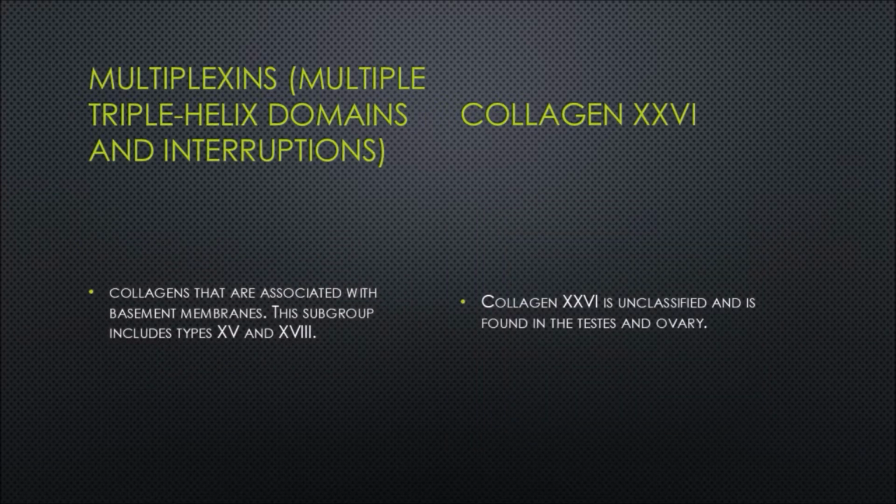The next type is the multiplexins, or multiple triple helix domains and interruptions. These are collagens that are associated with the basement membranes, and this classification includes types 15 and 18 of the collagen. Next is collagen 26, which is unclassified and found in the testes and ovary.